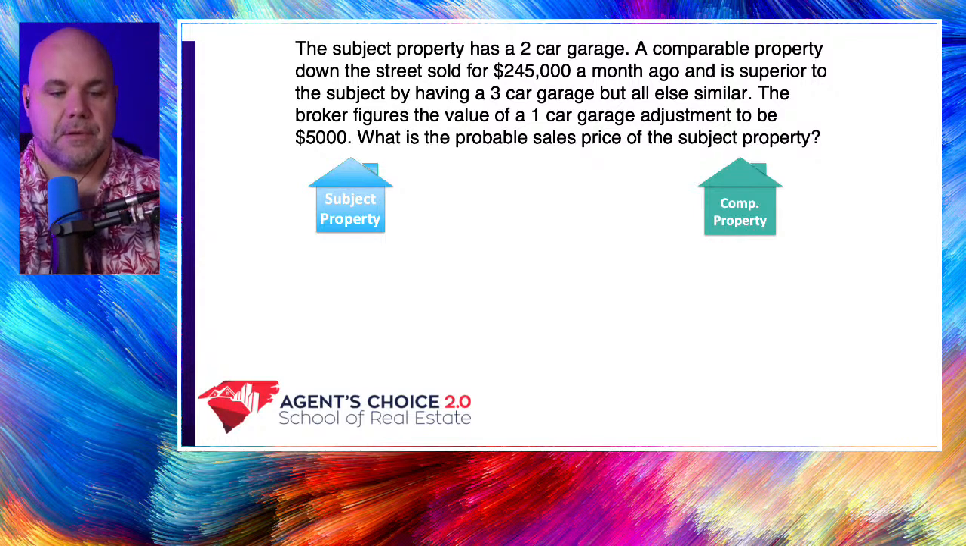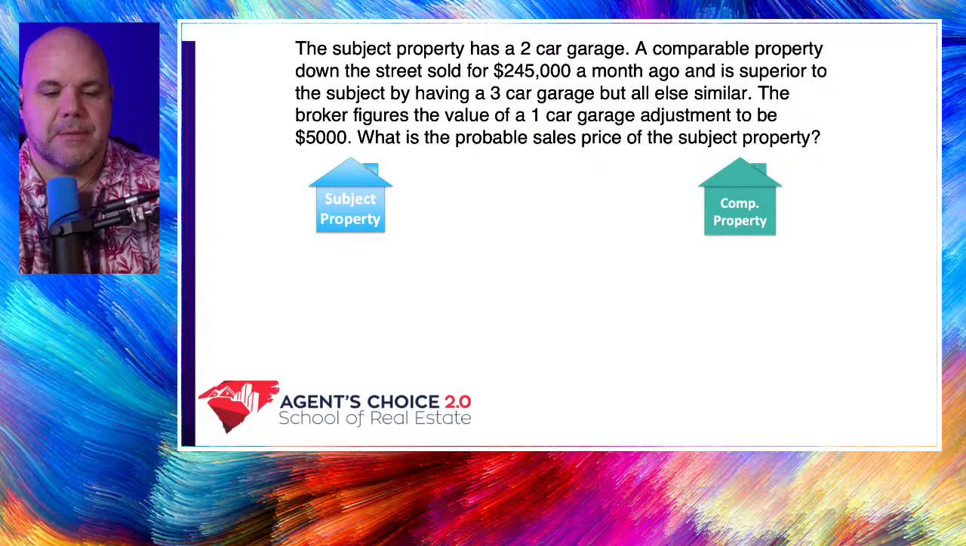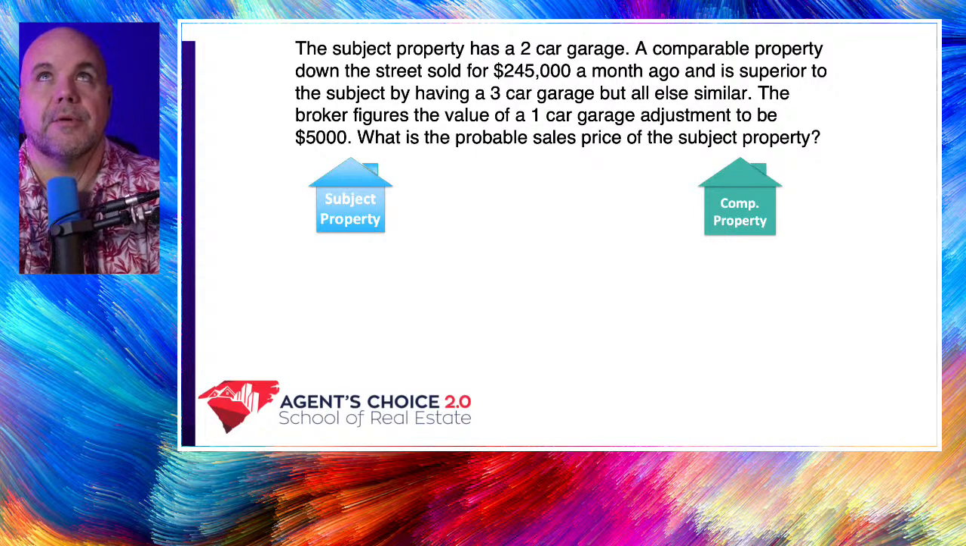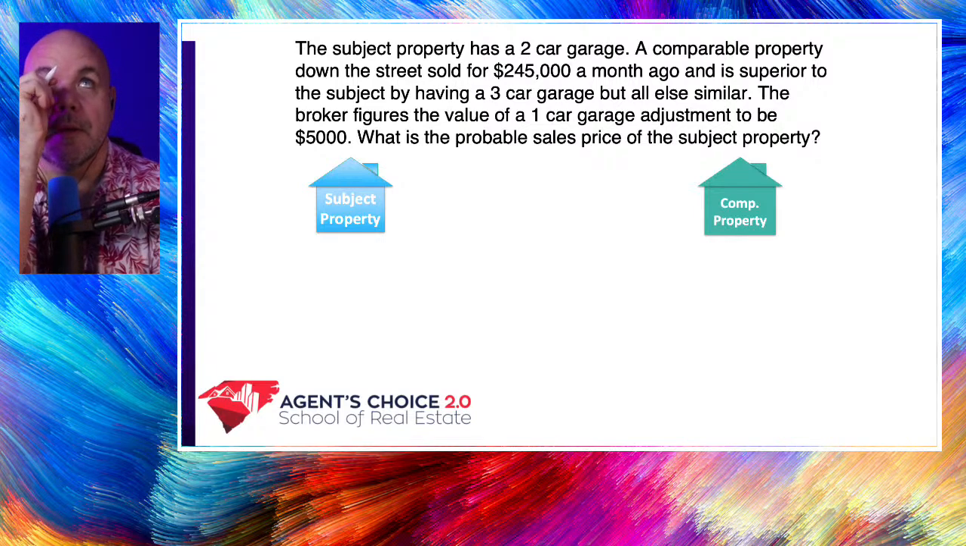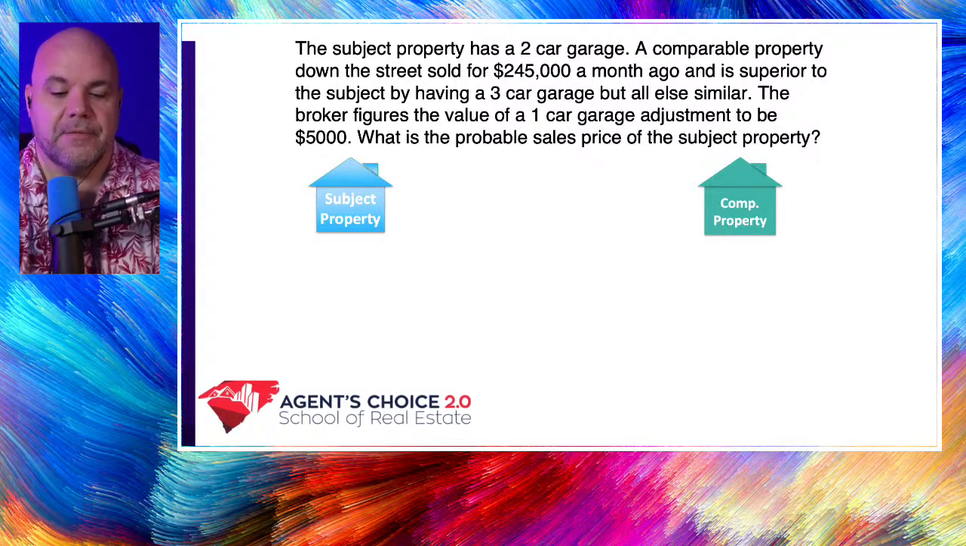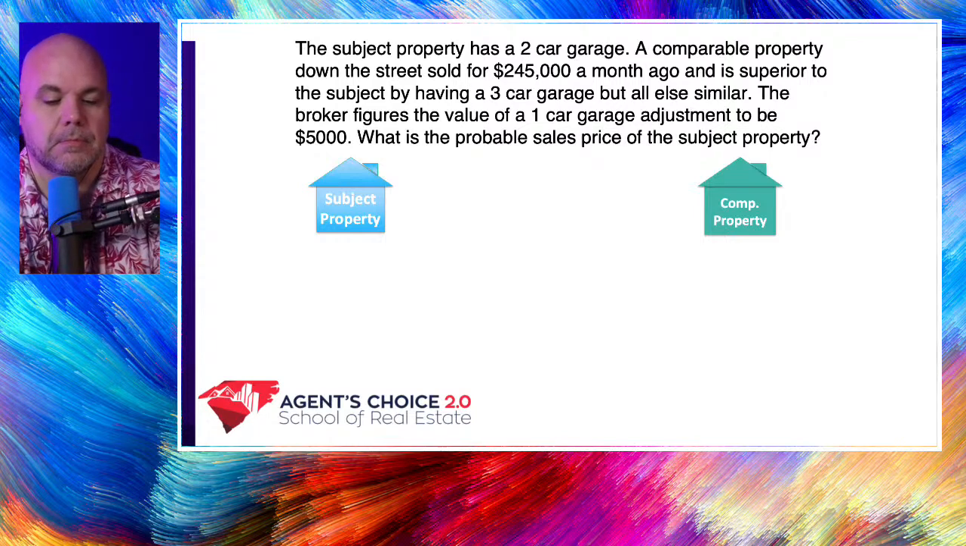Okay, what do we have here? We've got a subject. I'm going to write this and then I'm going to share with you what I'm writing. And we have a comp. Subject has a 2-car garage. Comparable has a 3-car garage. Comparable sold for $245,000 last month. And the value of a garage is $5,000.